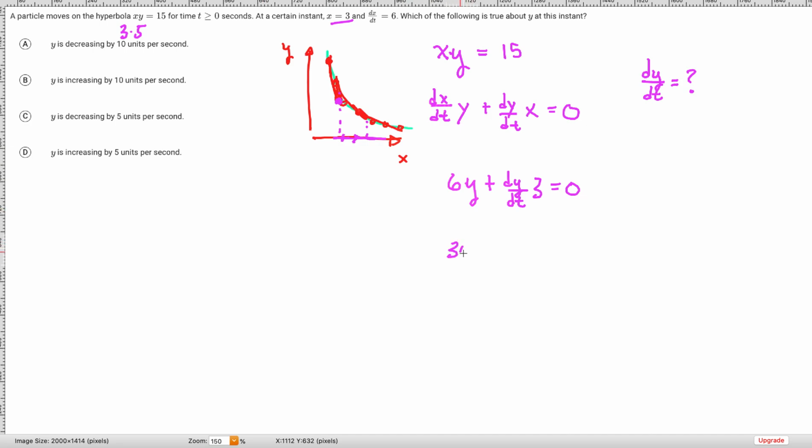So I have 30 plus dy/dt times 3 equals 0. And then I subtract 30 on both sides, and then I divide by 3. And I get that dy/dt, the y value, is decreasing at 10 units per second. Negative means decreasing. The rate at which y is changing is decreasing. So it's decreasing by 10 units per second. Yes, this is the correct answer.